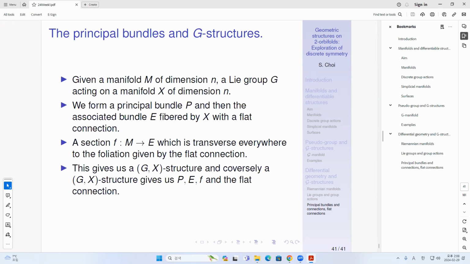I think that's covered in Goldman's GSM 227, but I'm not going to explain it completely. Anyway, there's some relation between these G-structures and the principal bundles, for X manifolds. So this is the end of this lecture.